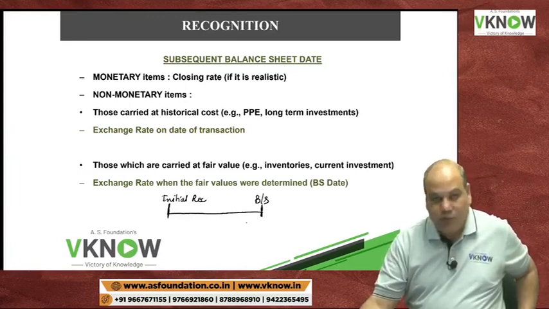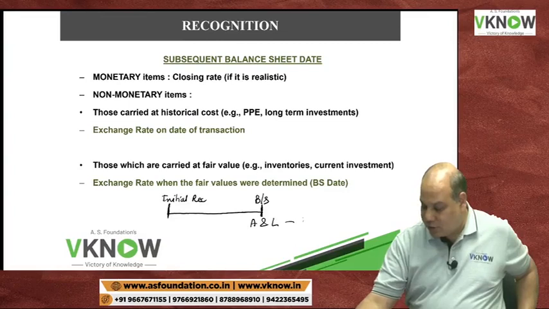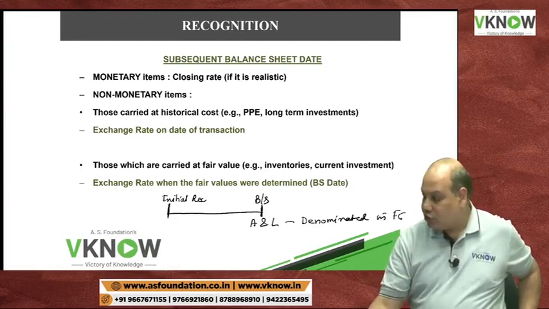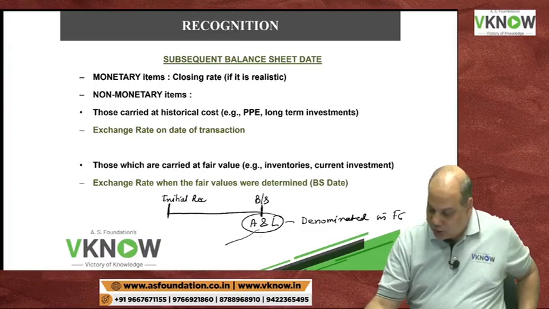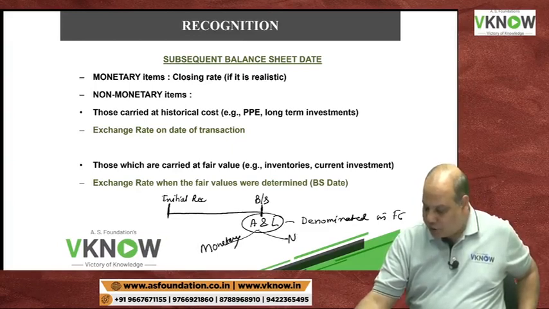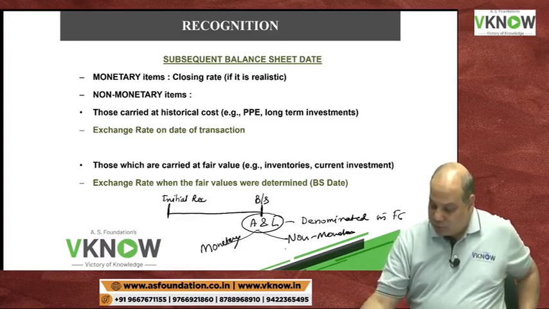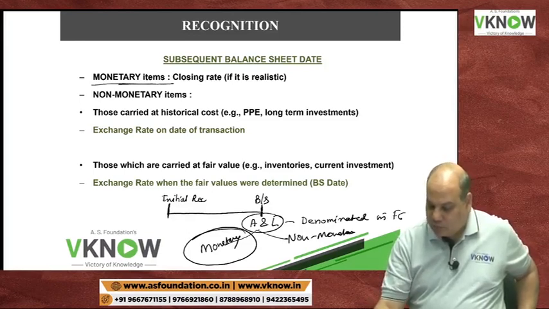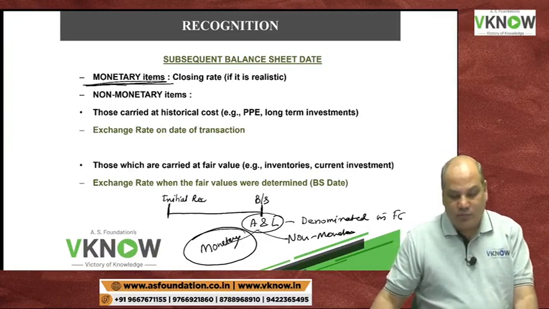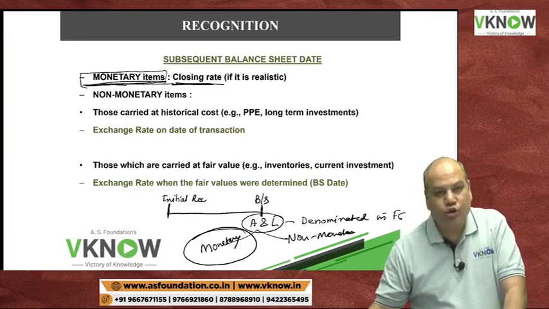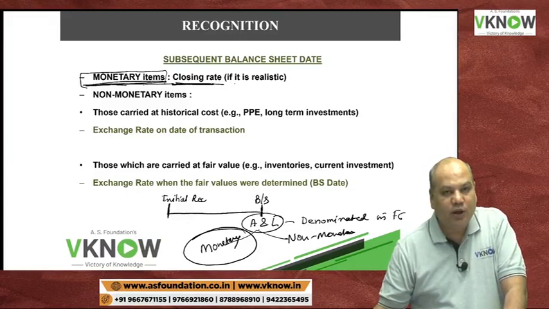And on balance sheet date, we have assets and liabilities which are denominated in foreign currency. So what do I have to do? First, I have to divide these assets and liabilities into two categories, as discussed earlier, monetary and non-monetary, because the rules are different. And if it is a monetary item, the amount is receivable or payable in a fixed or determinable sum. The standard says, for monetary items, apply the closing rate, that is the exchange rate on the balance sheet date.